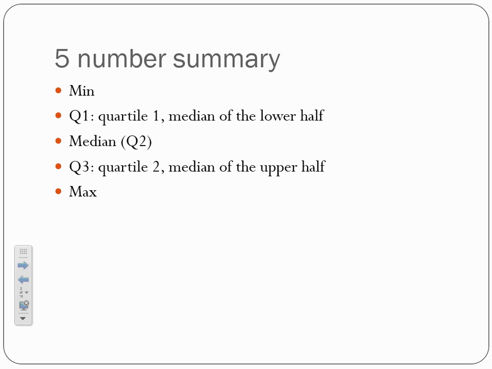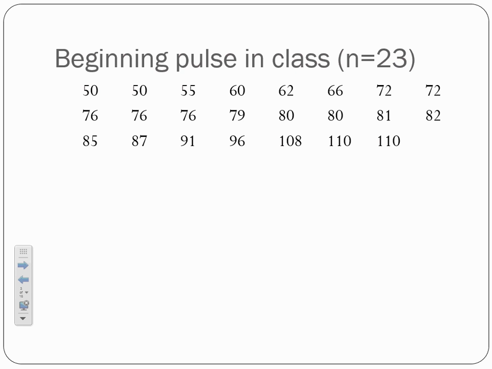One of the ways to think about quartiles is basically that quartile 1 is going to be the middle of the first half of the data, and then quartile 3 will be the middle of the upper half of the data. So, quick example here. Let's say that this is some data taken about the beginning pulse in a class of 23 students, right? The n equals 23.